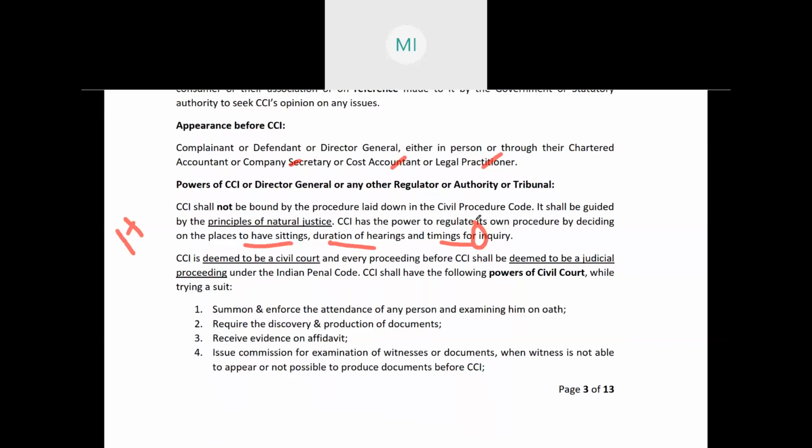Remember, CCI shall not be bound by CPC, that is Civil Procedure Code, but it will be deemed to be a civil court, and proceedings before CCI are deemed to be judicial proceedings. CCI is deemed to be a civil court, and it has the following powers of a civil court while trying a suit. Just read this as many times as possible. As I told you, this is very important.